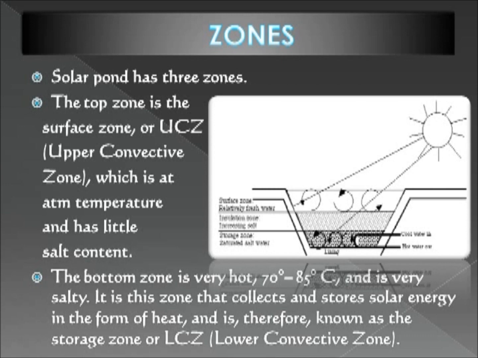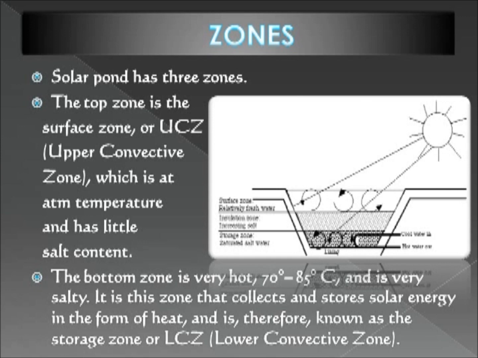Here come the zones. Solar pond has basically three zones. As you can see in the figure, the upper zone is the surface zone, the middle zone is the insulation zone, and the bottom zone is the storage zone. It has an increasing concentration of salt.